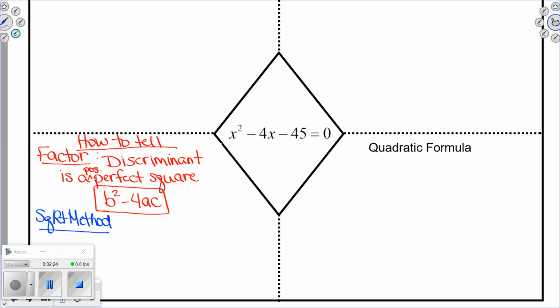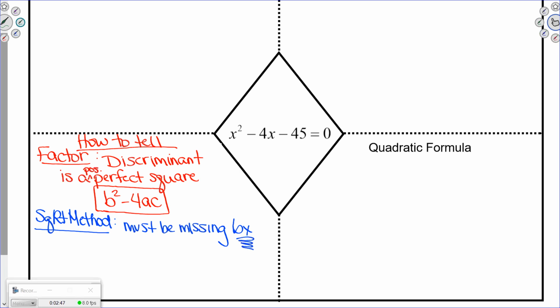Because that doesn't work on everything, right? It must be missing the bx term. And if it's missing the bx, then you can do the square root method. So that one's easy to tell. And then the other method we have is the quadratic formula. How do you know if you can use the quadratic formula? I can always use it. Yeah, always works.